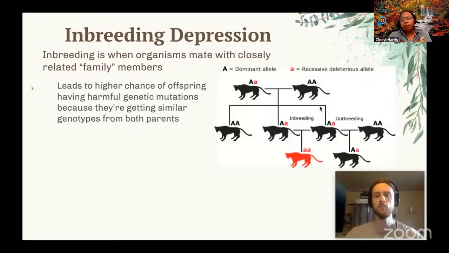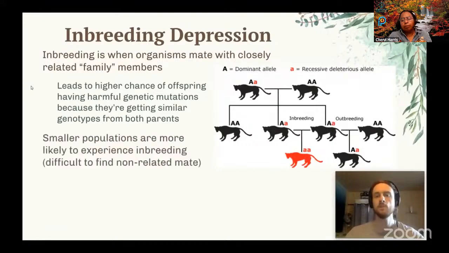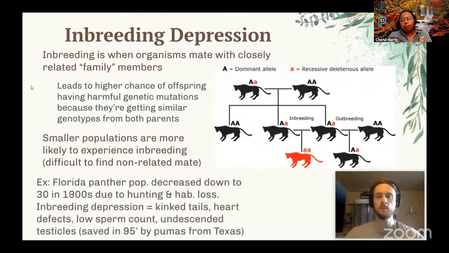When we have inbreeding going on down here between 2 members of the same litter, they both have the small a, the recessive copy of this allele that's harmful, that has a mutation that's going to reduce the fitness of this offspring. So because they both contain that recessive allele, they have a higher chance of passing it on to their offspring. And so the offspring of inbred parents oftentimes have decreased fitness. So smaller populations, again, are more vulnerable to this because it's just harder to find a mate that's less closely related. So with these panthers, we have a great example of inbreeding depression in the Florida panther community.